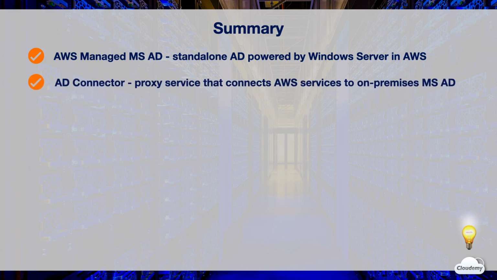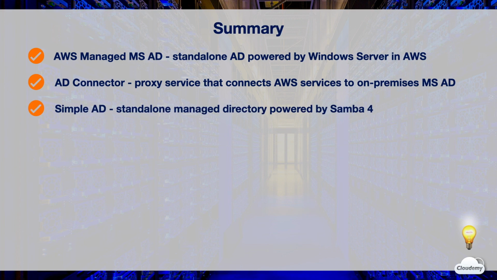AWS AD Connector is a proxy service that helps easily connect compatible AWS applications to your existing on-premises Microsoft Active Directory. AD Connector is the best choice when you want to use your existing on-premises directory with compatible AWS services without creating another directory. AWS Simple AD is a standalone managed directory powered by Samba 4. It provides a subset of the features offered by AWS Managed Microsoft AD. You can use Simple AD as a standalone directory in the cloud to support Windows workloads that need basic AD features, compatible AWS applications, or Linux workloads that need LDAP service.